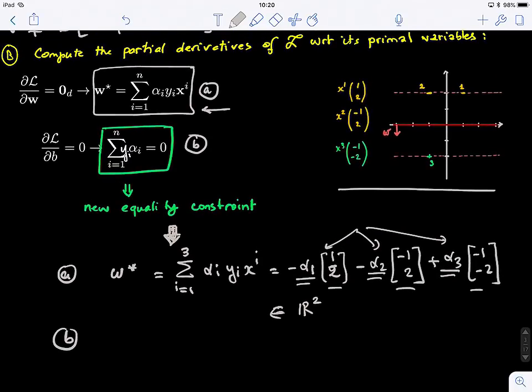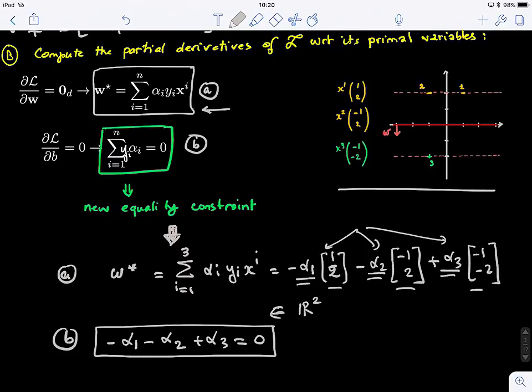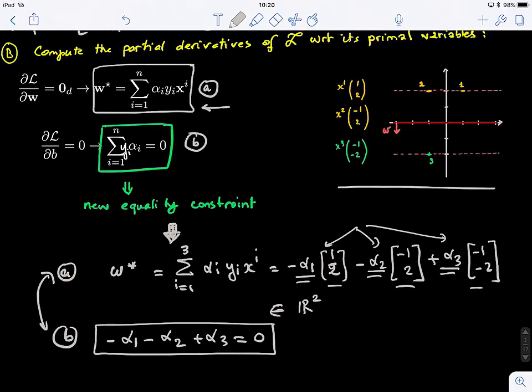Now, the last condition that is very important is negative alpha 1 minus alpha 2 plus alpha 3 should be equal to 0, okay? So this is an important constraint or equality. Using these two, what is the next step if you guys remember? Now we solve the primal problem. We found our conditions, right?